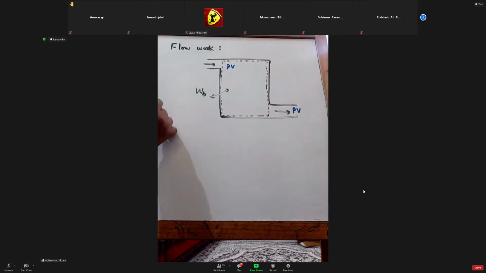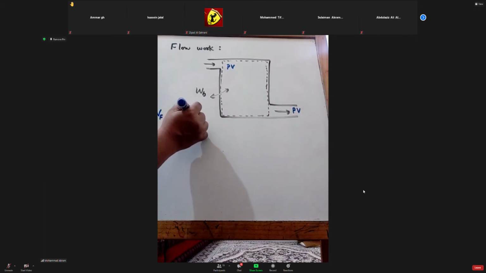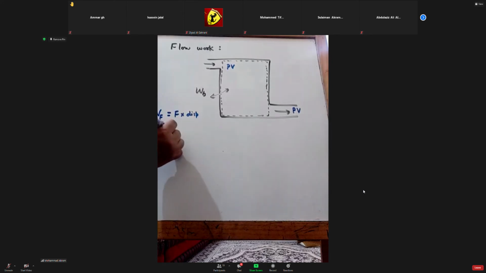Again, same formula. Flow work is equal to force into displacement, and force is pressure into area.